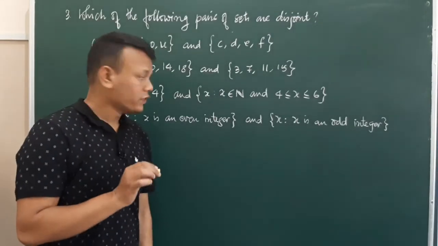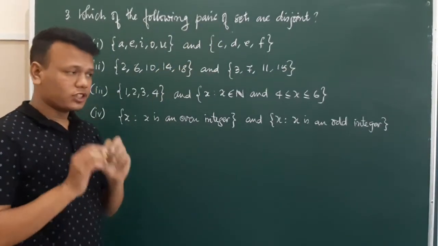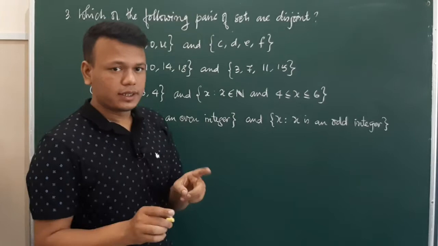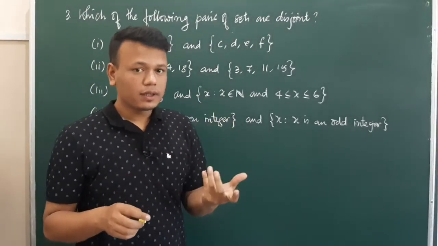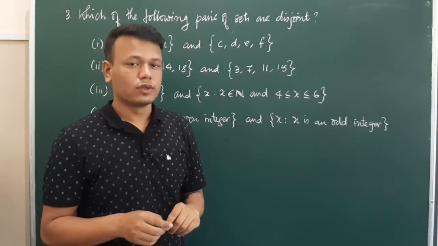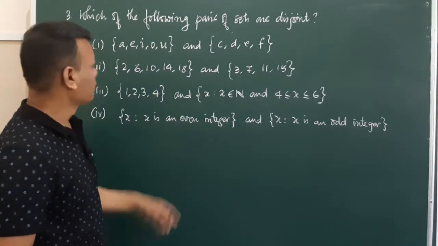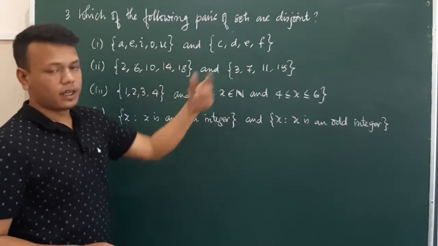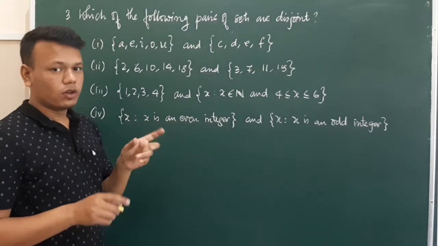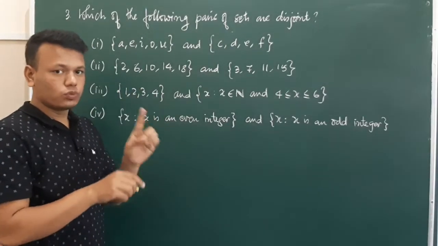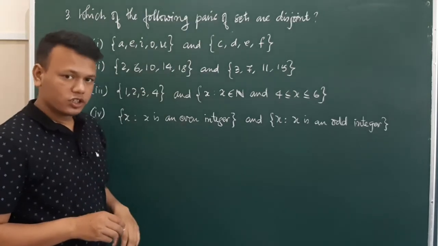So the next question says, which of the following pairs of sets are disjoint? Now disjoint sets means we have to take a pair of sets, and if there is nothing in common, then such kind of sets are known as disjoint sets. Let's have a look at the first one. So this set and this set, are they disjoint? Let's check. If there is anything common, or if I find the intersection to be non-empty, then they are not disjoint.